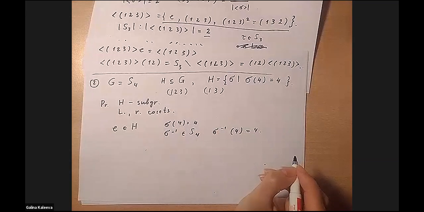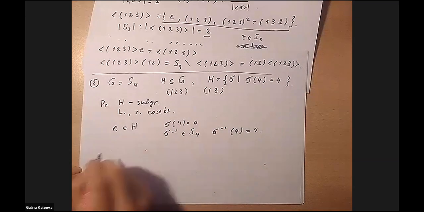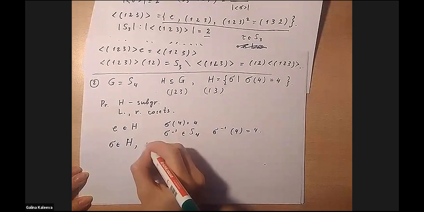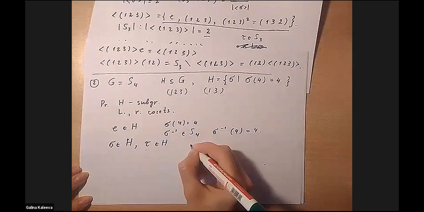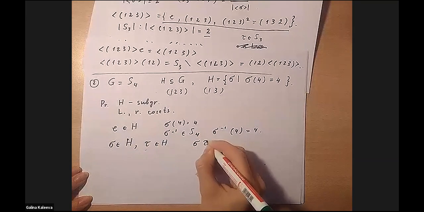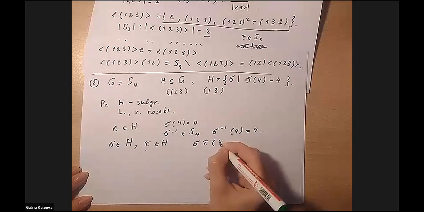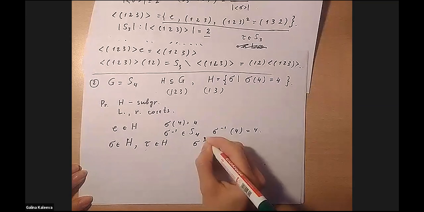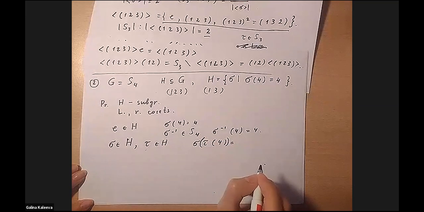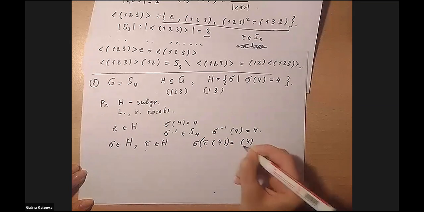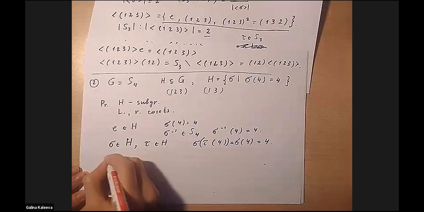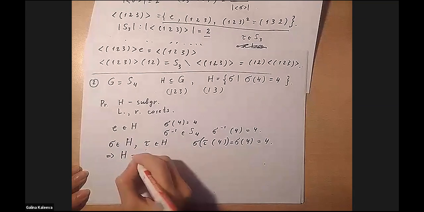Okay, so the problem is the following. We have to take sigma from H, tau from H, and show that the composition of these two elements is also in H. It's very easy, in fact, because we have to apply the composition to our element, which is, firstly, we should apply tau and then sigma, and this is sigma of 4, which is also 4. It's simple. So we obtain that H is a subgroup.